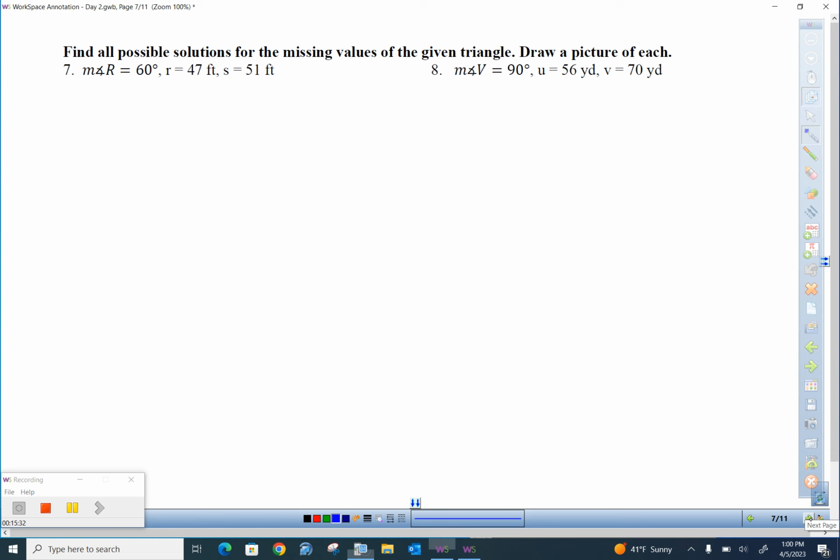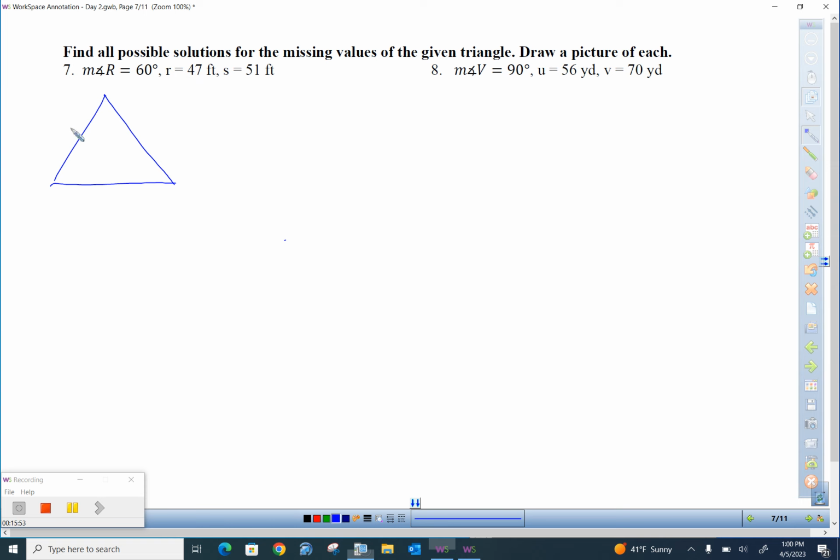We're going to draw out the picture since it wasn't given to us, but we're supposed to find all possible solutions for the missing values given the information. So you don't have to draw these accurately because our diagrams don't have to be perfect. We'll just check that our numbers are reasonable for their locations.